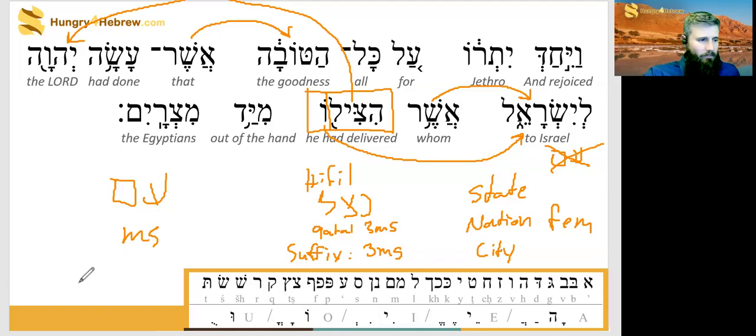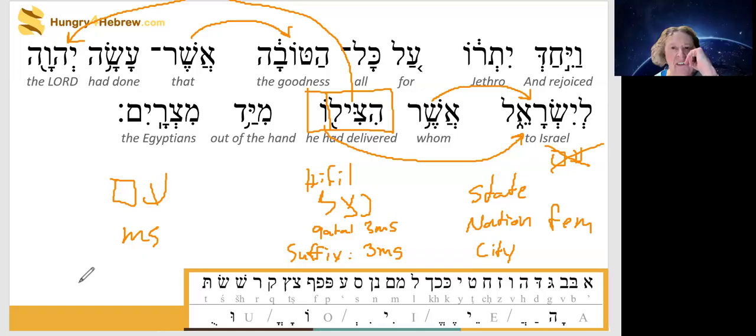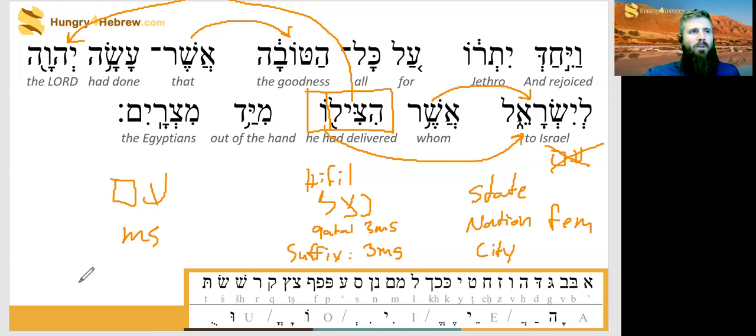If I say America is really perplexed by the political scene right now, well, I'm not referring to the land. I'm not referring to the government. I'm referring to the people, right? But I don't say that. I don't say the people of America are blah, blah, blah. So apparently the same thing happened here. L'am Yisrael, and then it can refer back to the O. It's asyndetic. It's not there. It's assumed.